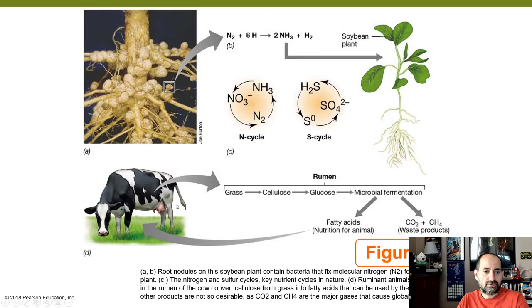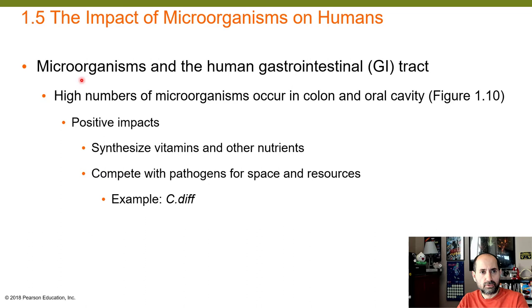Another impact of microorganisms is their existence in the gastrointestinal tract of humans. Remember, I told you that there are many microorganisms in your stomach, your intestines, your small and large intestines, colon, etc. And here they have a lot of positive impacts. For instance, the microorganisms in your digestive system can synthesize vitamins and other nutrients that you might need. And where they really come in handy is their ability to just take up space. You have good, helpful bacteria called probiotics in your intestinal system. These probiotics stick to the lining of your intestines and take up space.